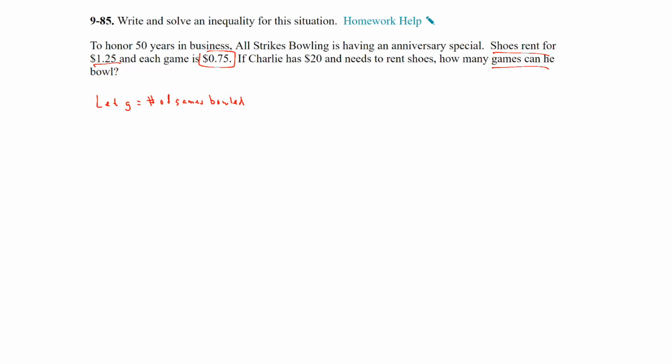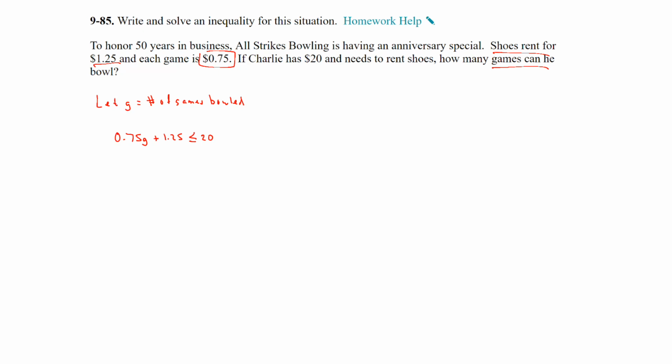To set up our math statement, and we'll write it as an inequality, we know that for each game it's going to cost 75 cents. So 0.75 times the number of games, plus this fixed amount of $1.25 for shoe rental, but it's a one-time fee. And Charlie has $20, so he can only spend $20 or less. He can't spend any more than $20. So we're going to say it's less than or equal to 20.